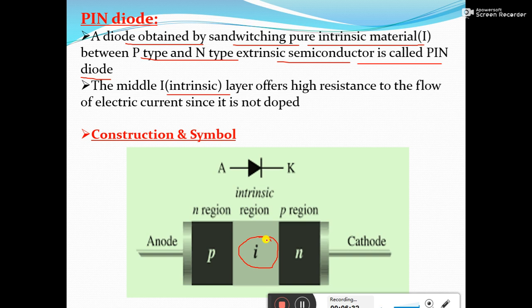So to have a higher value of conductivity, we do something called doping, and such doped semiconductor materials are referred to as extrinsic semiconductors. Here you can see the p layer and n layer are both extrinsic semiconductors, and the middle layer is an intrinsic layer. The middle layer offers very high resistance to the flow of electric current since it is not doped. As I told you, it is a pure form of semiconductor. It is not doped. That's why it will show a high resistance.